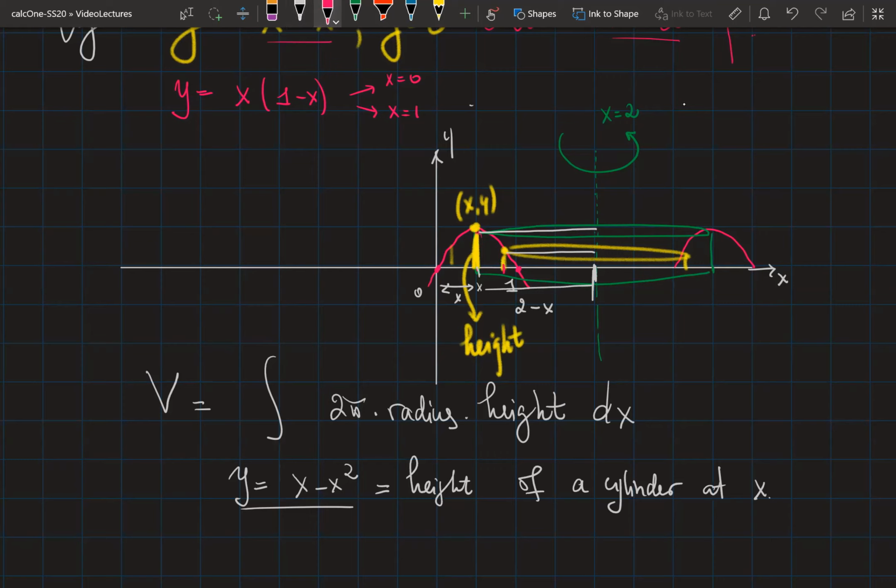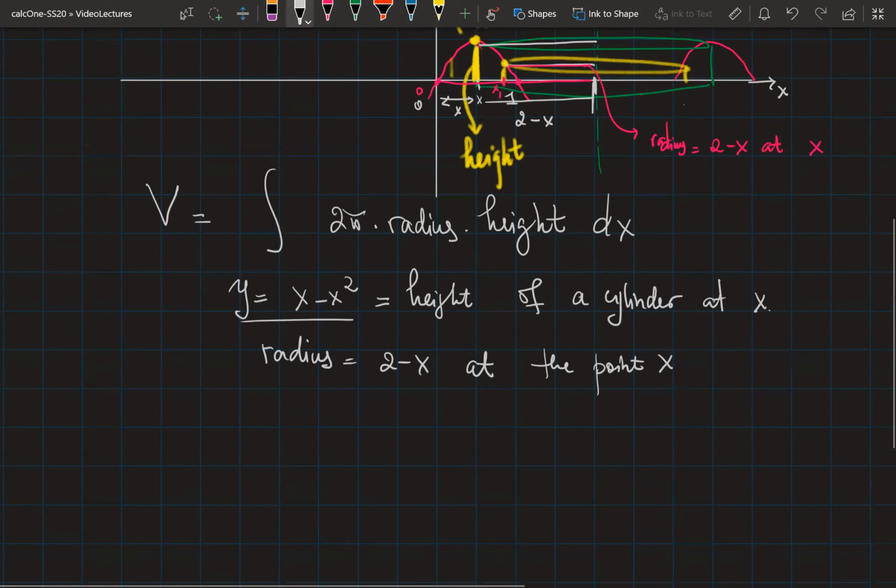For example, if this point is some x1, what does it mean? It means that the distance starting from 0 until here is x1. Then this distance, which is the radius of this yellow cylinder, is going to be equal to 2 minus x at the point x. So now we know what the radius is as well. This is the most important thing we had to derive. The rest is really technical.